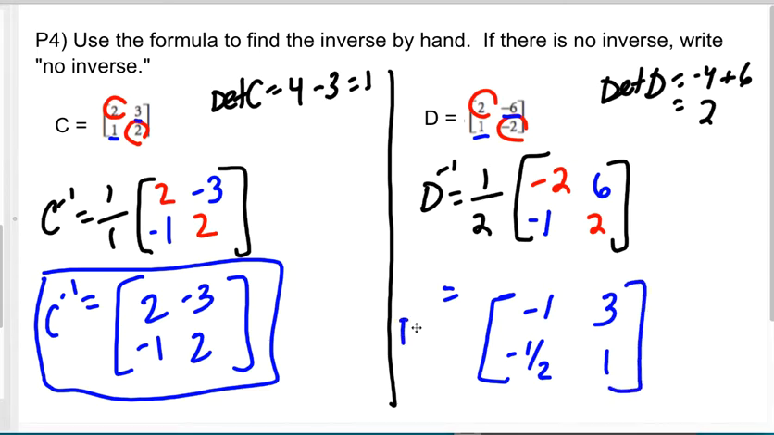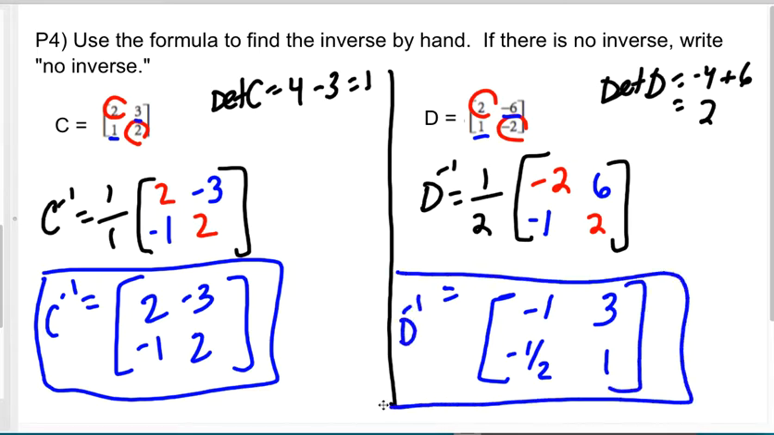And that's my D inverse. Okay? All right, so that's it for finding the inverse by hand. There's extra practice at it. There are problems in your textbook where they actually show you how to find the determinant of a 3 by 3 matrix, and I might tack that on here at some point for some fun, but you do not have to memorize the determinant or the inverse for anything larger than a 2 by 2 matrix.